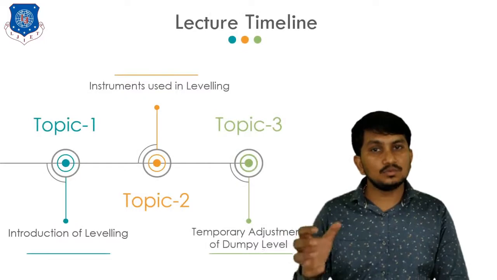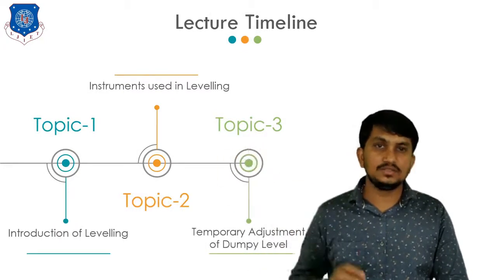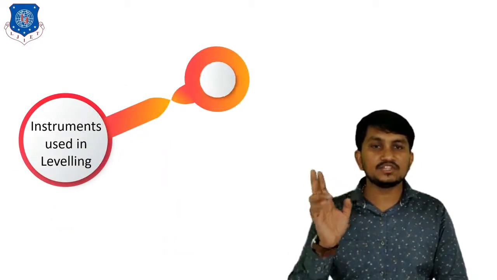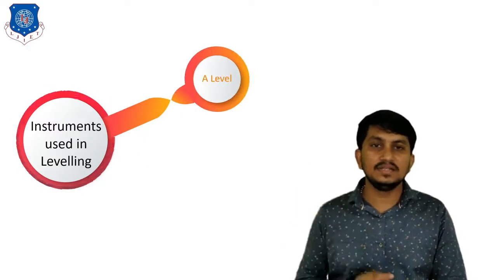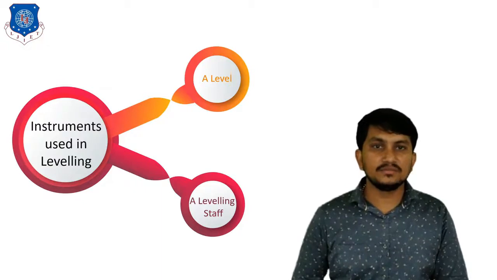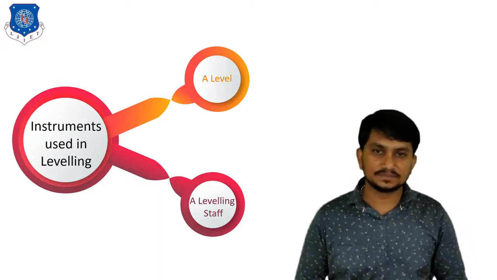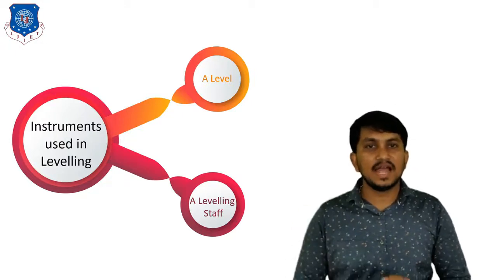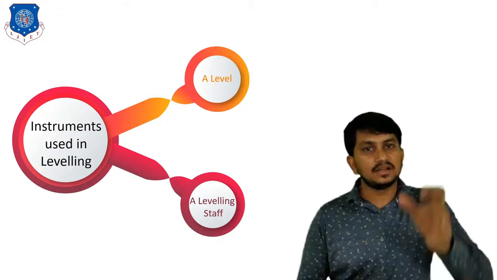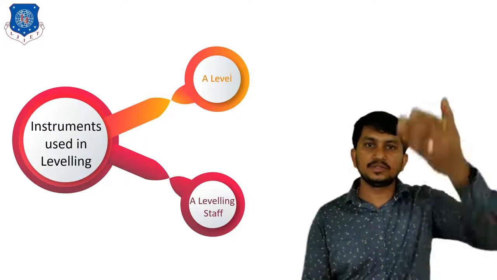Now let's move to the second topic of today's lecture, which is the various instruments used in leveling. Mainly two instruments are used. First is a level and second is a leveling staff. Level is the instrument which is used to measure the relative height of different points. Okay, and the leveling staff helps to do that. A leveling staff has graduations on it, starting from 0 at the ground to 3 meters.